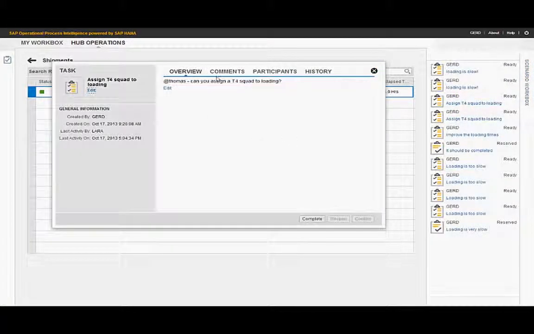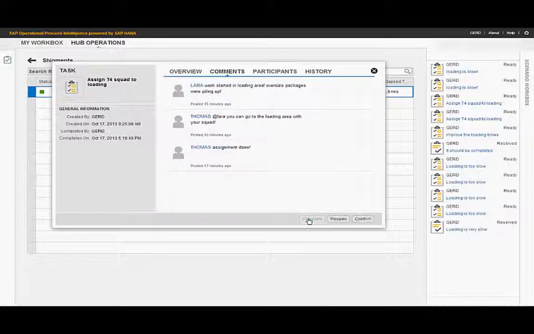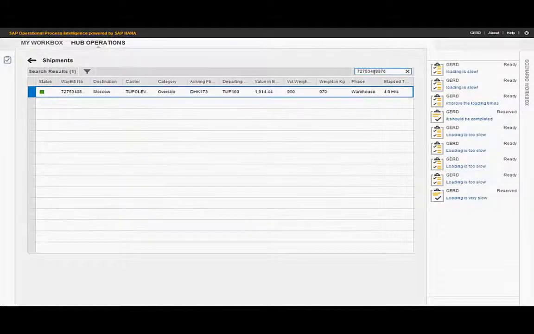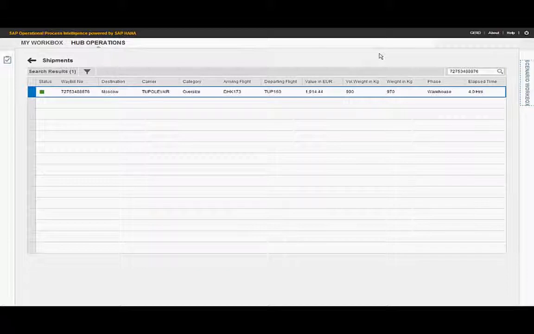He goes in here. He had invited Thomas. He goes in and sees that Thomas has assigned the squad. He's delegated to his squad lead, Laura, who's started the work. So he's happy and he just completes the task and confirms it. And that's how he gets visibility and he can collaboratively solve problems as they arise.